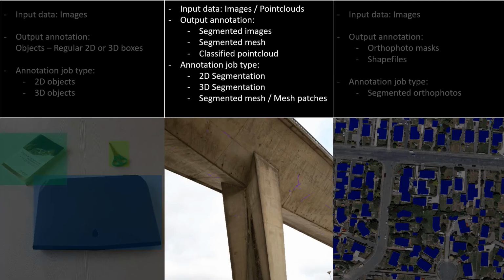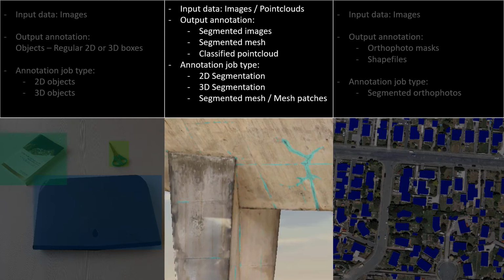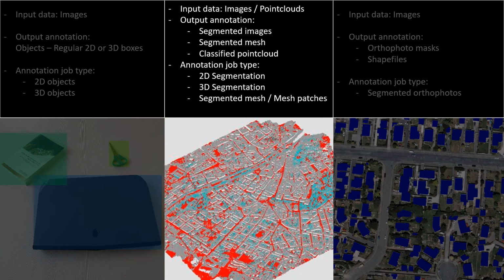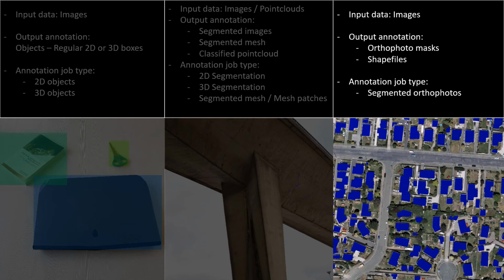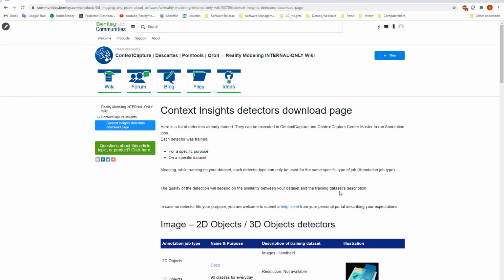If I am more into region classification or inspection, possibly working on images and point clouds, segmentation will be the good option. And if I am more in the mapping area, looking for segmented orthophoto or building footprints, the last section will be most appropriate. Back to the download page, I'm interested in image-based telecom antenna detection.